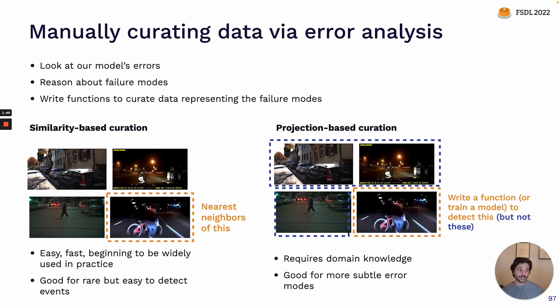On the other hand, projection-based curation requires some domain knowledge because it requires you to think a little bit more about what is the particular error case that you're seeing here and write a function to detect it. But it's good for more subtle error modes where a similarity search algorithm might be too coarse-grained. It might find examples that look similar on the surface to the one that you are detecting, but don't actually cause your model to fail.